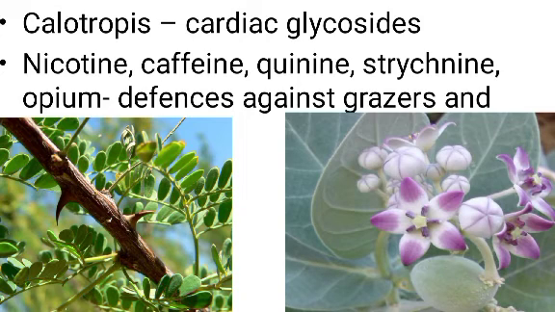Like this, various other chemical substances are also produced by the plants, which we extract also for various purposes. Such plants are avoided by the herbivorous animals because the chemicals are there. What are such chemicals? We can say nicotine, caffeine, quinine, strychnine, opium. So these are some of the chemical substances produced by various plants, which are used as defenses against the grazing animals or the browsing animals.